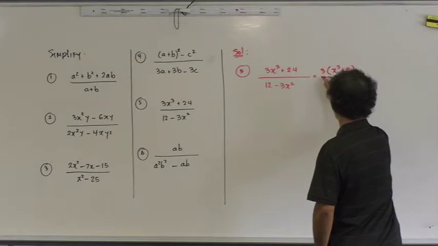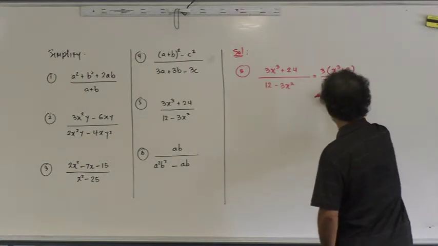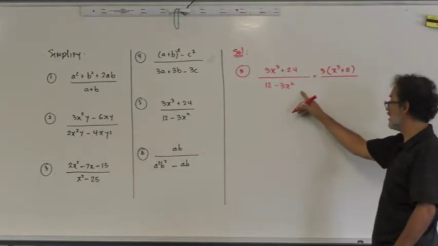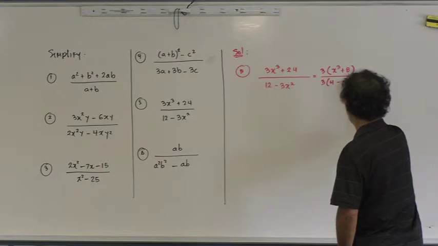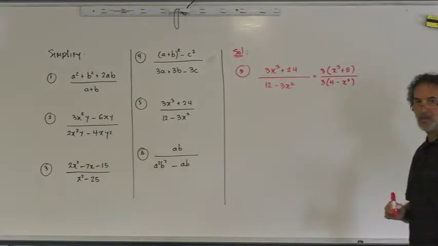Which is the same as 2 cubed. Yes. Okay, and then what is the common factor from the bottom? So it's 3 outside of 4 minus 1x squared, like that.